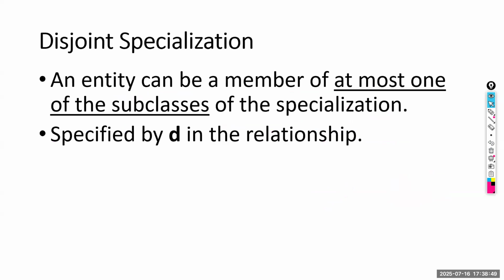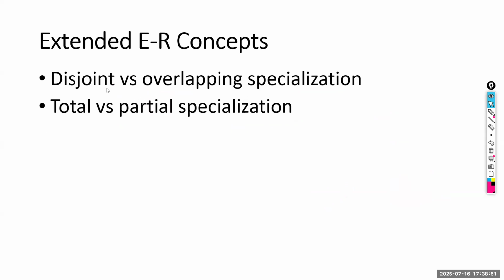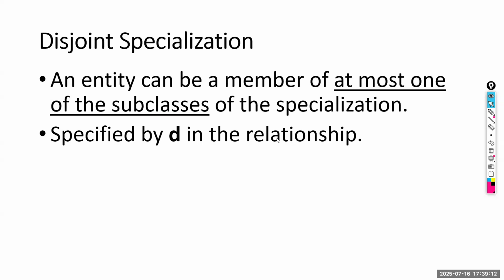What is meant by disjoint? What is meant by overlapping? Because these two are related concepts: disjoint versus overlapping, total versus partial. Every inherited relationship, every specialization, is either disjoint or overlapping. Every specialization is either total or partial. So what is meant by disjoint? This is how you specify disjoint inheritance or specialization, using D.